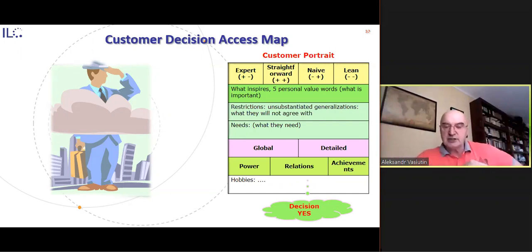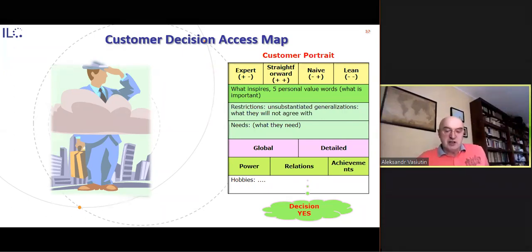Then you identify his requirements, his restrictions or limits. It may be related to some moral values. You will understand which words you do not need to repeat. And then the needs, what they need. And you present these needs. There was a presentation about the needs, and you pay attention to whether they are global or detailed thinkers.